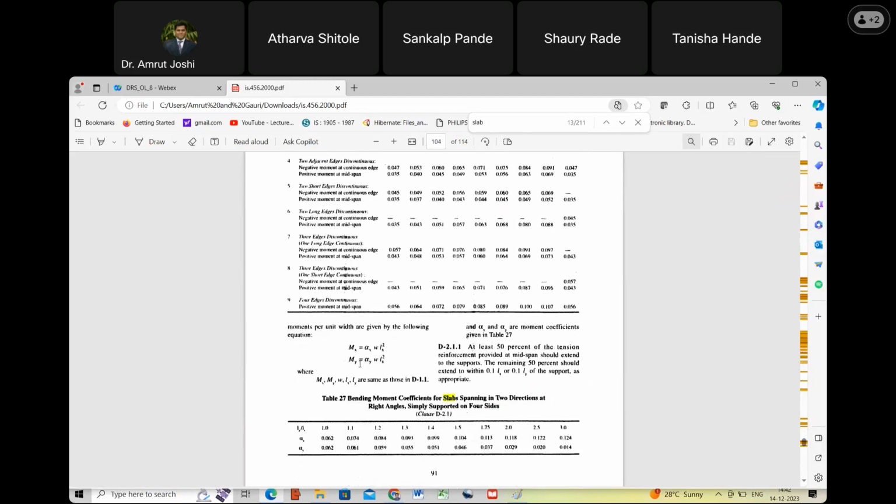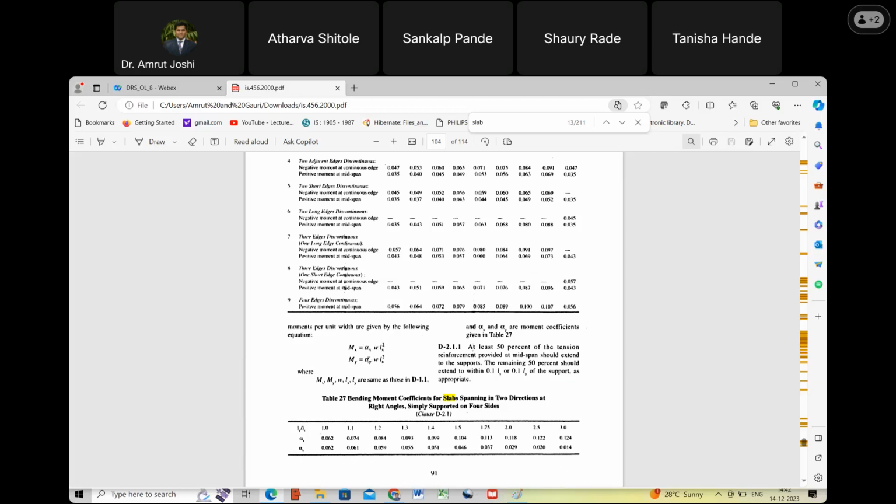And see, how do we calculate Mx? Mx in our case is MUXD, and My in our case is MUYD. Design moment in X direction, design moment in Y direction. Both the moments are ultimate moments. Are you with me? Yes, sir. So how do we calculate that? Alpha x into W, and in place of W we have to substitute Wu. Happy? Yes, sir. Into Lx square, and alpha y Wu into Lx square.